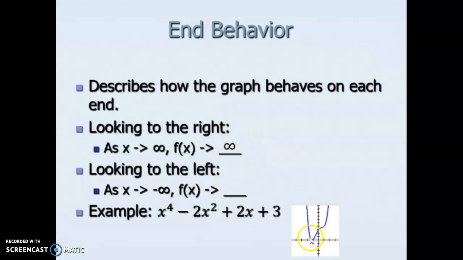Now looking to the left. I'm going to go left. It's going up and up to infinity. So my graph approaches infinity. Now this is great if I'm looking at the graph. If I don't have the graph in front of me and my evil pre-cal teacher doesn't let me use a graphing calculator, I have to just look at this function.